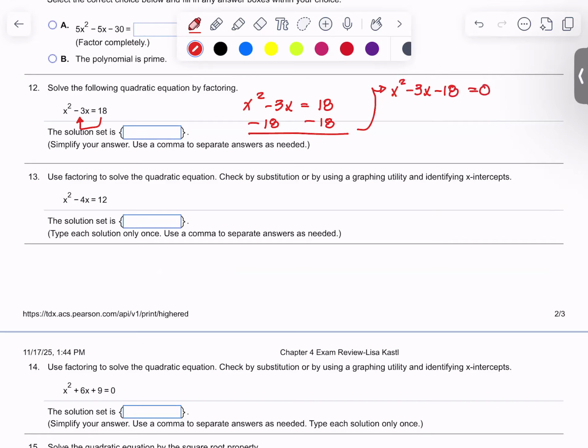So I need two factors of -18 that add to -3. I think that's going to be -6 and +3. X minus 6, x plus 3. Set each factor equal to 0 according to the zero product principle, and solve the resulting linear equations.